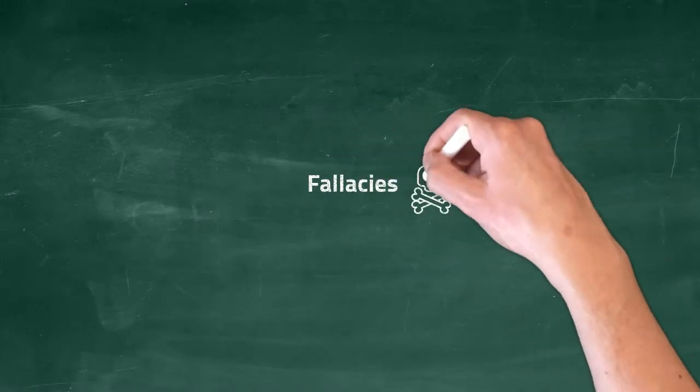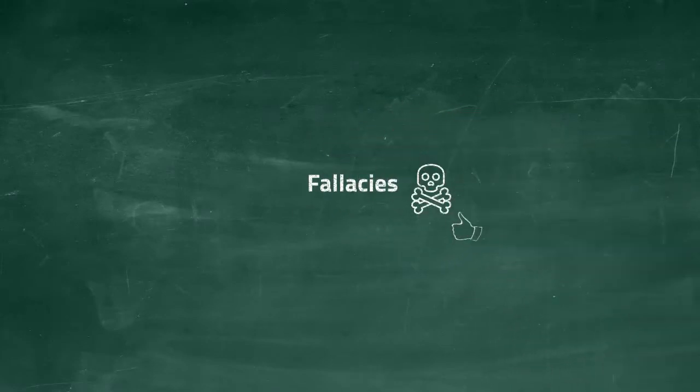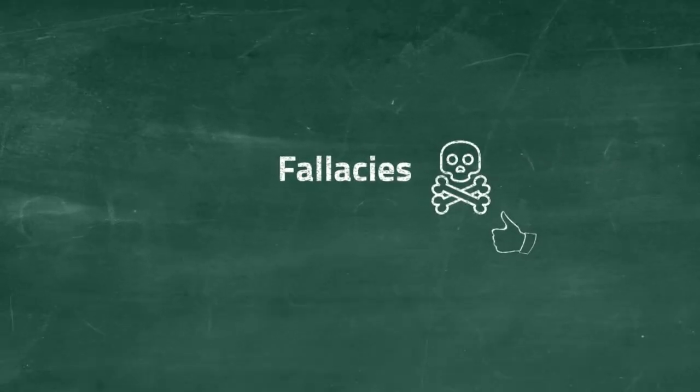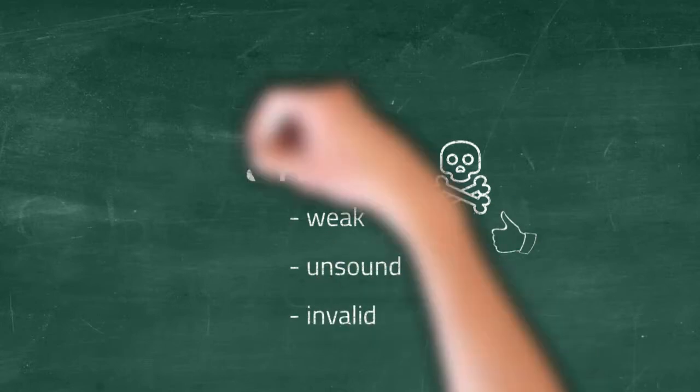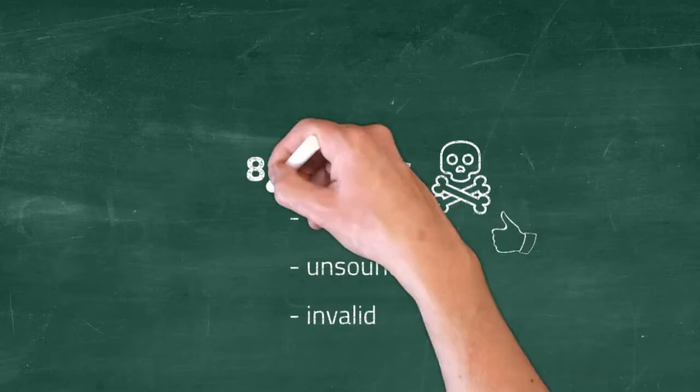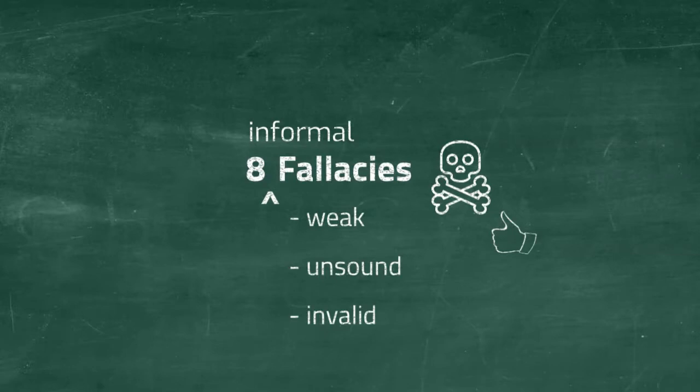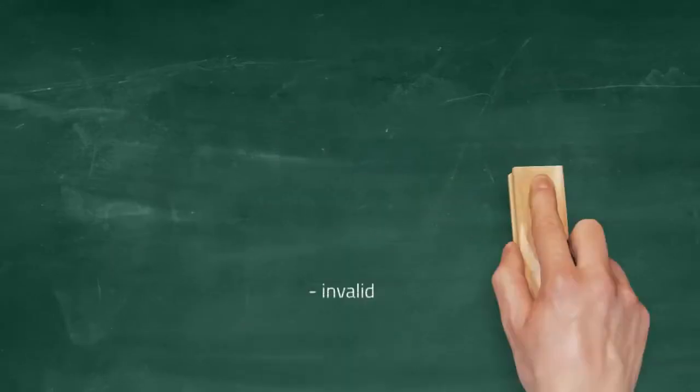Fallacies, despite being wrong, usually appear to be correct and thereby can convince people into accepting them. Fallacies generally result in arguments that are weak, unsound, or invalid. These 8 fallacies are examples of informal fallacies, whose error can also be due to their content and context.